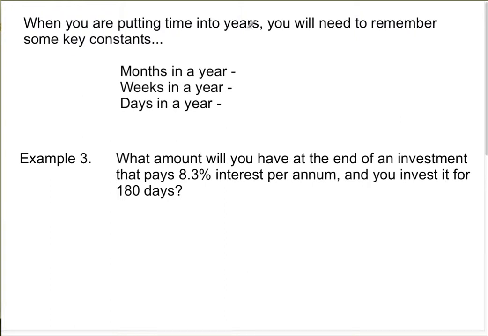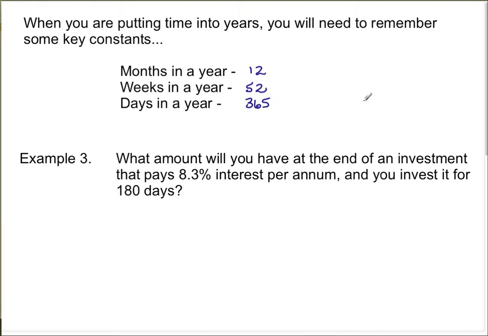When you're putting time into years, you'll need to remember some key constants here. So if you're given your time period in months, you have to know that there are 12 months in a year. So you can put blank over 12. How many weeks in a year? 52. And how many days in a year? 365. I hope you know those, but if you don't, try and commit them to memory because you're going to need to know that.